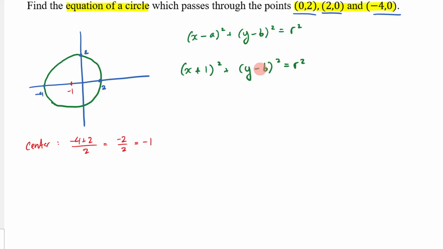How can I now find the center in terms of the y value? What you're going to have to do is create simultaneous equations. To do that, we're going to sub in 0, 2. I'm going to put a 0 into my x spot and a 2 into my y spot. And into my r spot, I don't know what that is, so we'll leave it as r squared. This is going to end up being 1 plus (2 - b) squared is equal to r squared. This is going to be equation number 1.